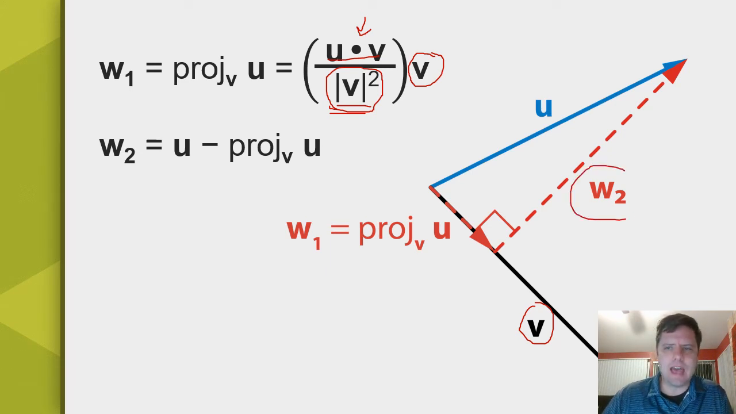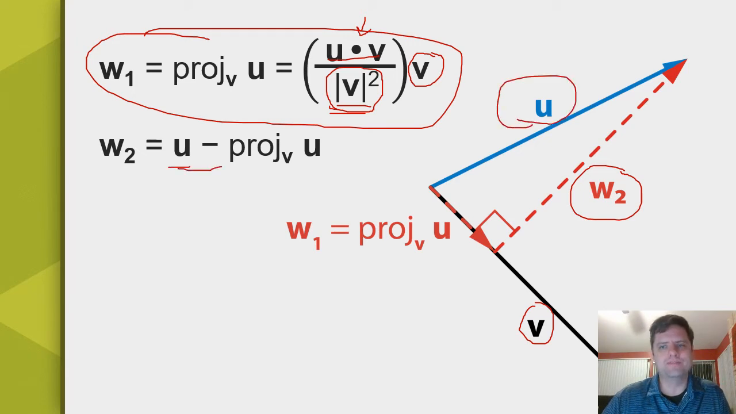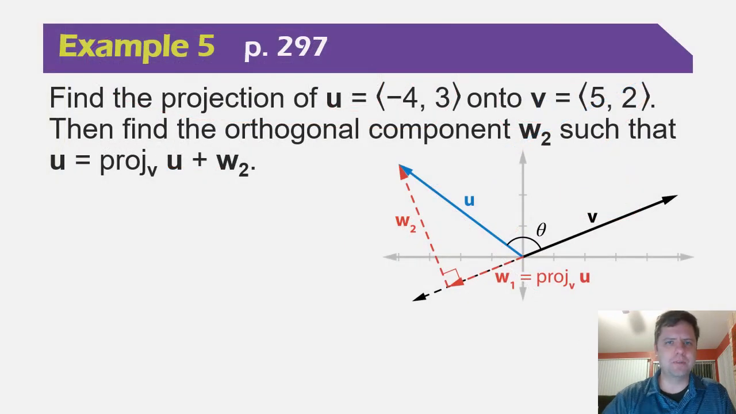Then to find out what's left, the perpendicular component, all we do is we take the answer that we got from this and we subtract it from the u vector that we started with. Again, that's the principle of what we're doing. I think it's easiest to see this when we actually have an example. So let's do an example together. Example 5. Find the projection of u, which is -4, 3, onto v, which is 5, 2. Then find the orthogonal component w2 such that u equals the projection of u onto v plus w2.